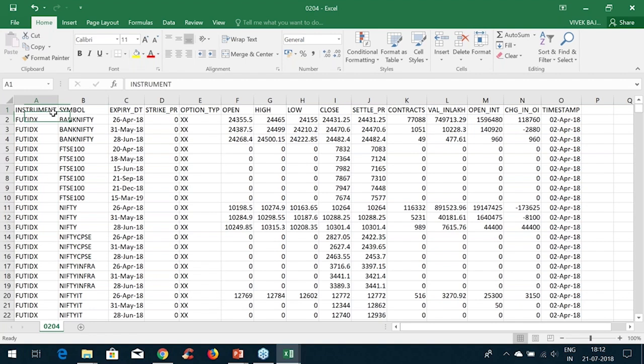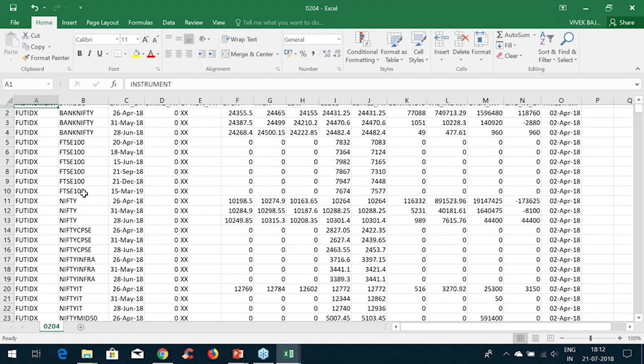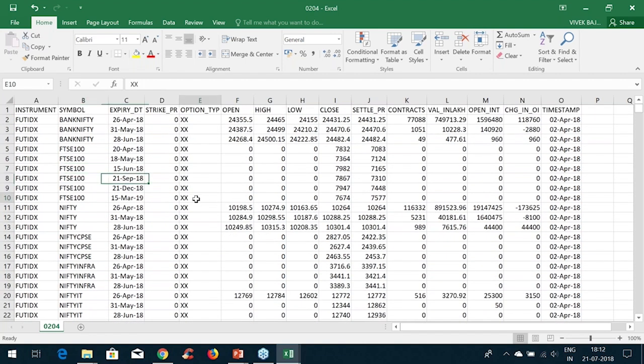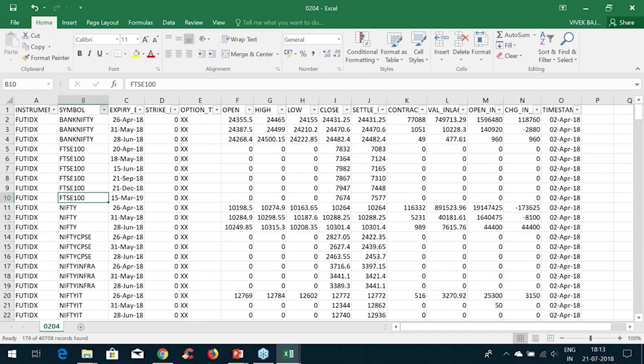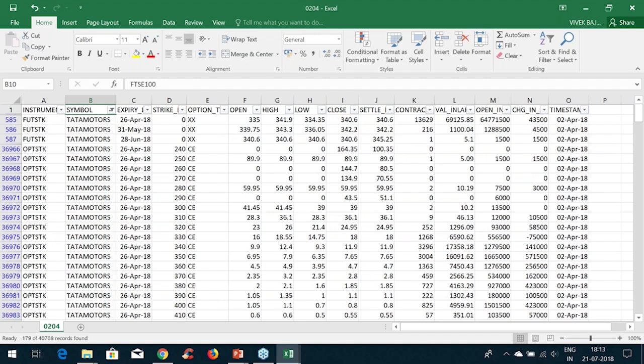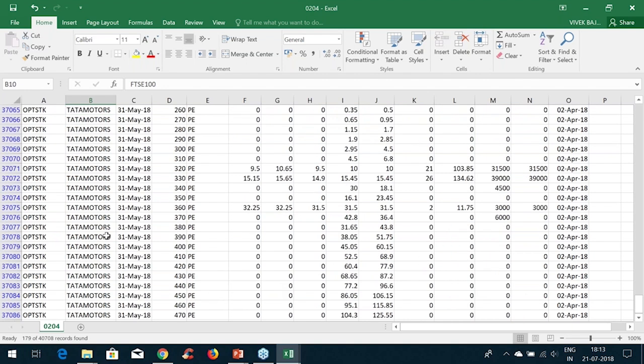तो कमिंग बैक, मुझे ये भाग कॉपी से टाटा मोटर का खाली डिटेल चाहिए. तो मैंने पहला काम क्या किया, मैंने इसको फिल्टर किया. ओके, फिल्टर किया और मैंने सिंबल में क्लिक किया और यहां टाटा मोटर सर्च किया. जब सर्च किया तो मेरे पास सिर्फ टाटा मोटर का डेटा यहां पर आ गया.